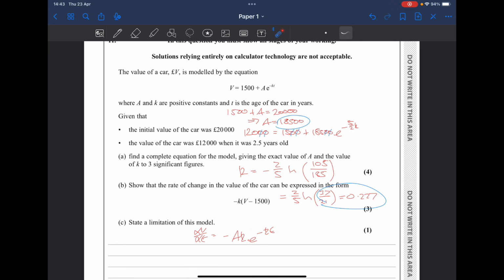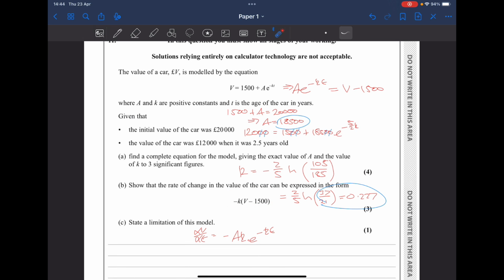How can we do that? By using the original one. So if we rearrange this for e to the minus kt, or even a, you need to divide by a. So yeah, we can have a e to the minus kt, which is just v minus 1500. And that looks very nice. Very nice that things start appearing. That's always a good sign, if bits that you rearrange to are part of the answer.